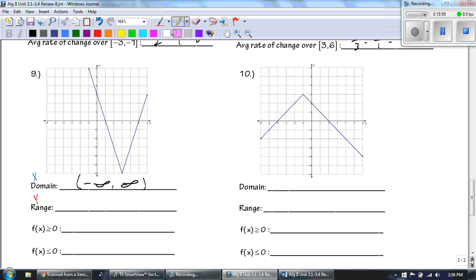Now it might be kind of hard to see, but our graph actually does have a stopping point, and that's all the way down there at negative 6. I can't be below negative 6, but I start at negative 6. So that means my range starts at negative 6 and then it goes on to positive infinity.